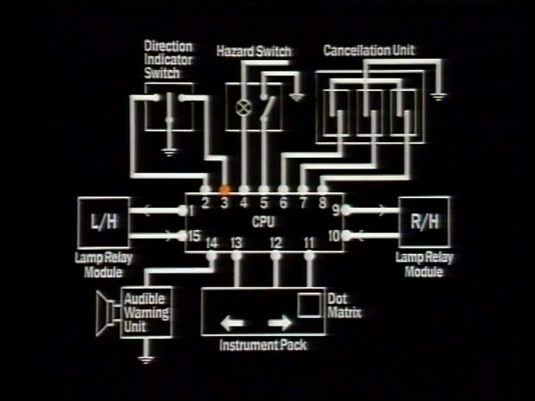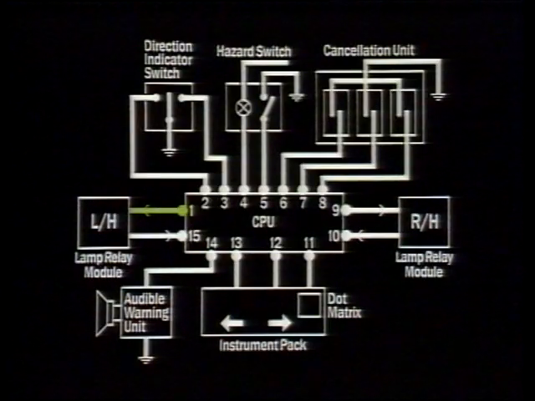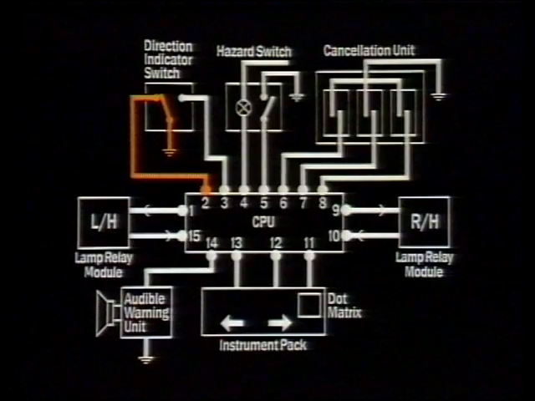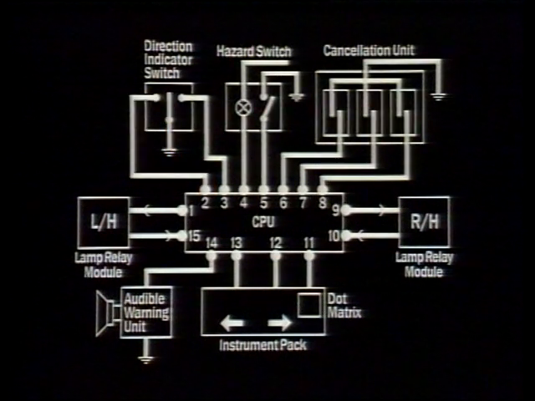No, the pin located at position 3 is used by the CPU to monitor if the driver has signalled a right-hand turn. Try again. No, the CPU will send an output to the left-hand lamp relay module at pin 1. You're looking for an input. Try again. Yes, when the driver presses the indicator switch downwards, the CPU will detect an input signal on pin 2 because an earth connection has been made. We think you should go back and look at the tutorial for the right-hand indicator circuit again.